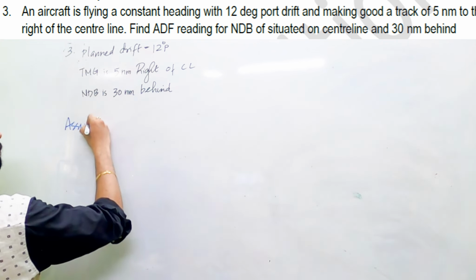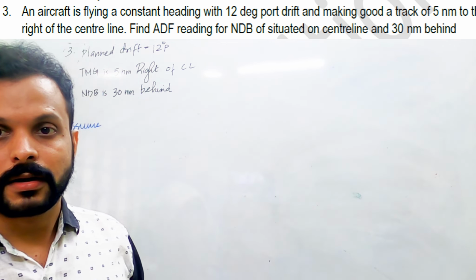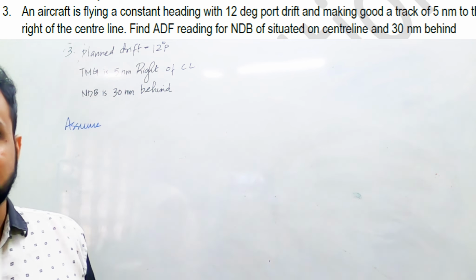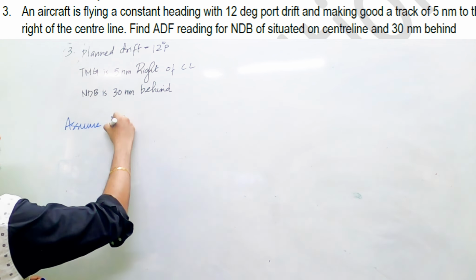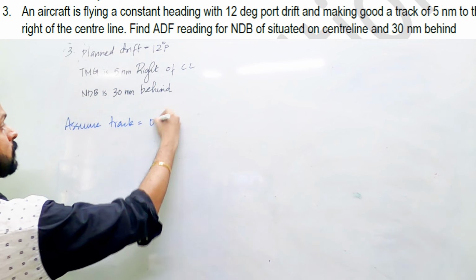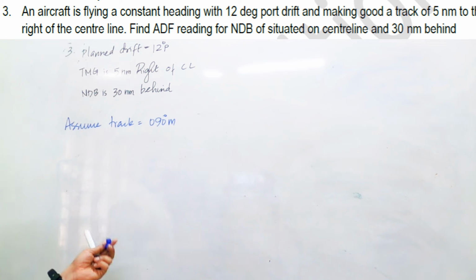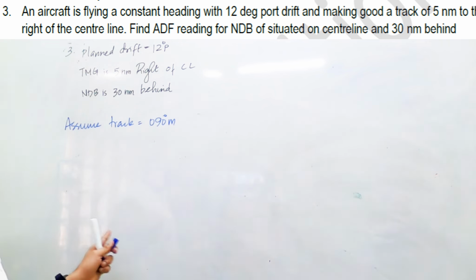So let's assume a heading here. You don't have to. I am assuming 090, so I can start from that also. From 090 to track, then yes. You're just doing a reverse process in the beginning. Everything else will be the same. Let's assume a track of say 090, a different one. You can choose your own track. You don't have to exactly copy this, because they're not asking for a particular value. They're asking for the ADF indication. It's independent of your heading, right? So assume track is 090. I'll take this as a planned track.